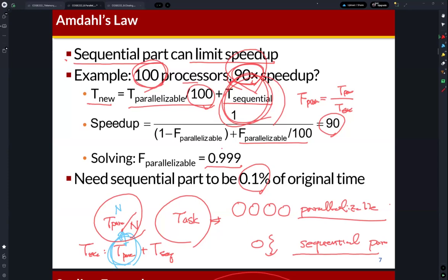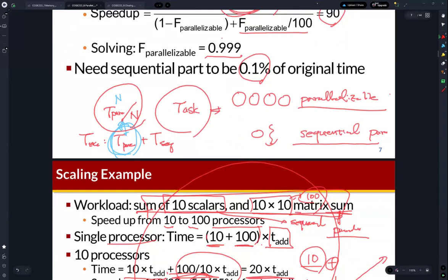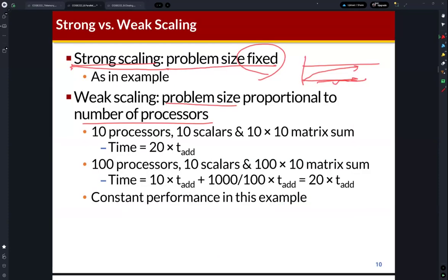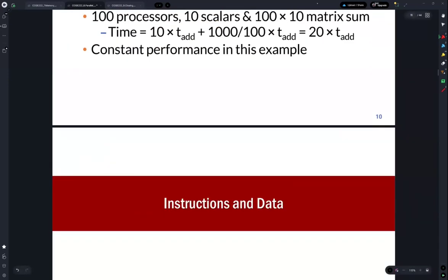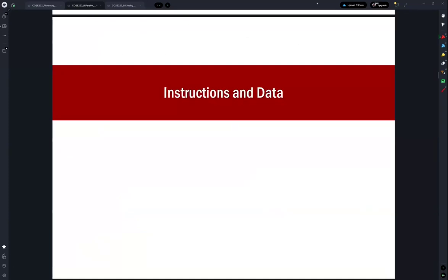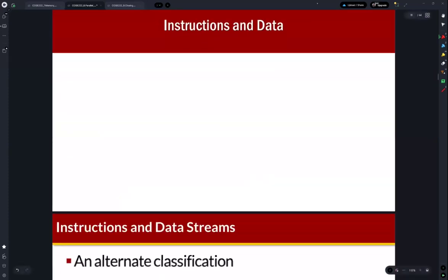So the law explains that we need to focus on the common case, not the special case, in computer architecture. Okay, so I explained Amdahl's law, and as I mentioned, Amdahl's law is an important law in the computer architecture field. I hope every student can understand Amdahl's law. And then let's learn about the relation between instructions and data.